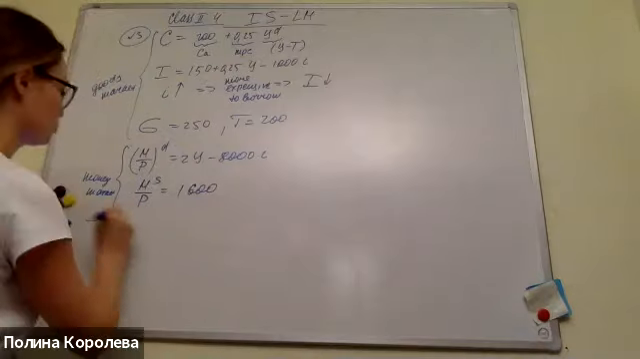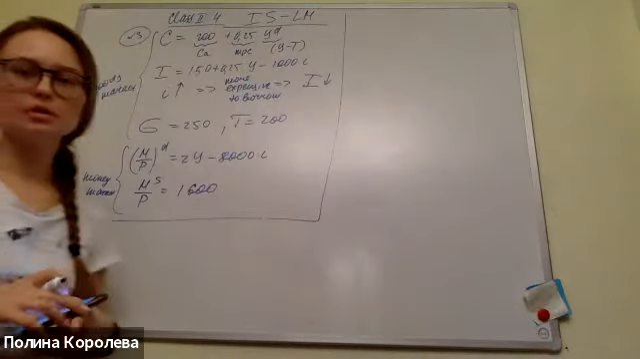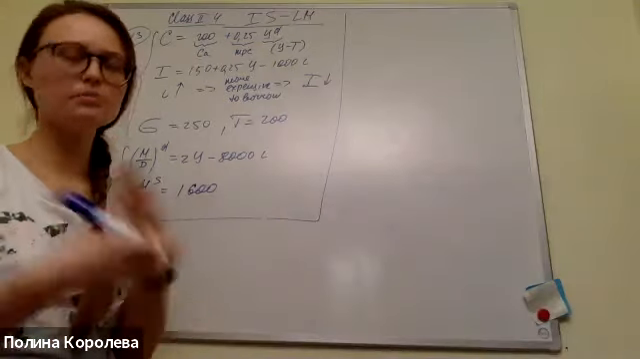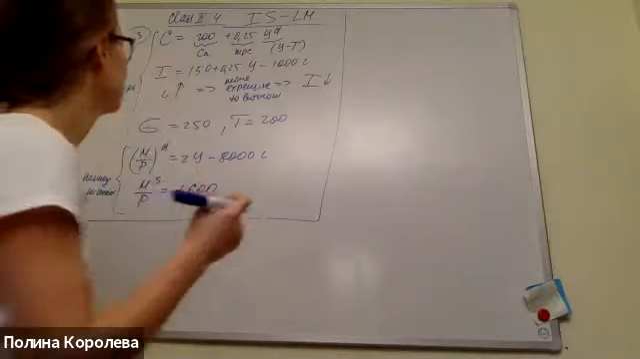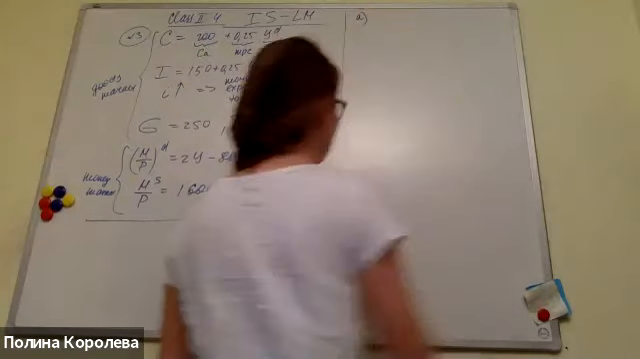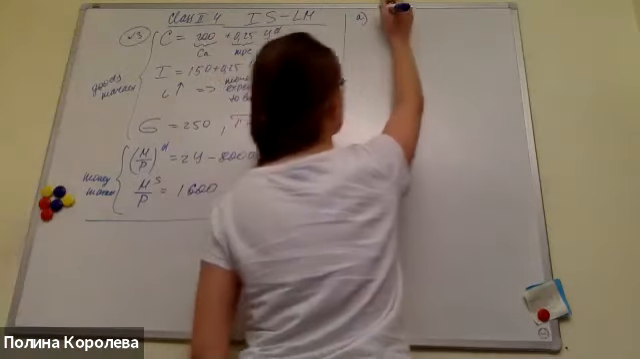First of all, in point A, we should find equilibrium in the goods market. In point B, in the money market, then we'll cross them and find total equilibrium. Point A. In point A, we should derive the IS relation.